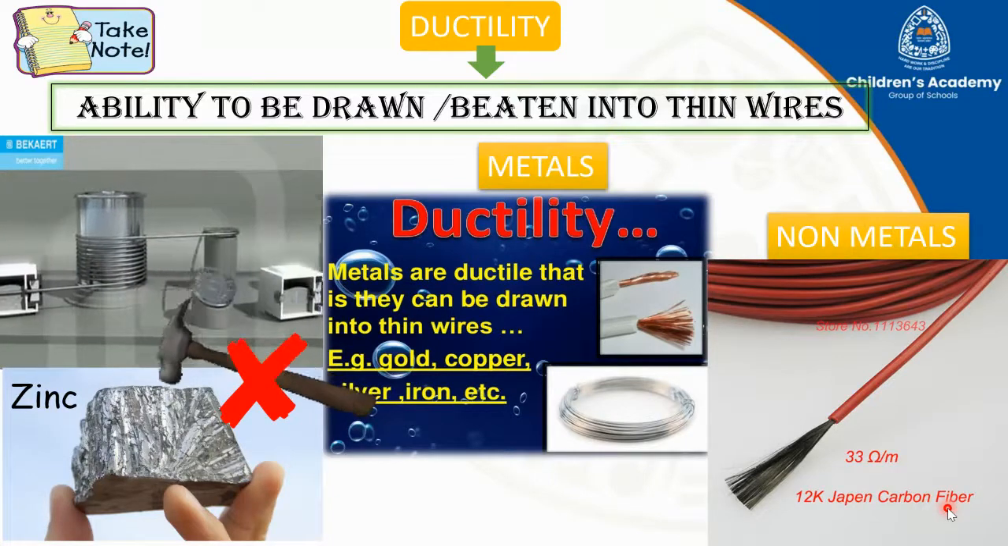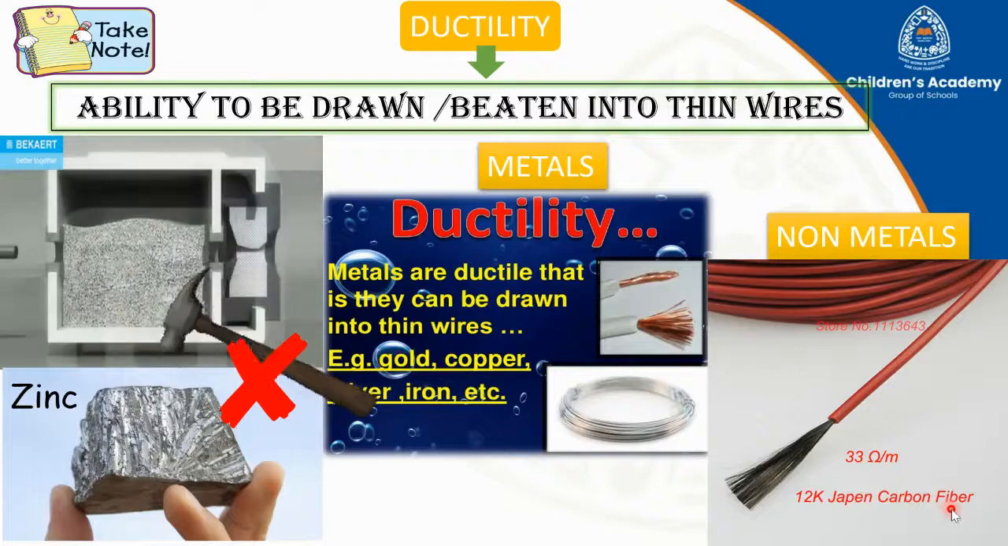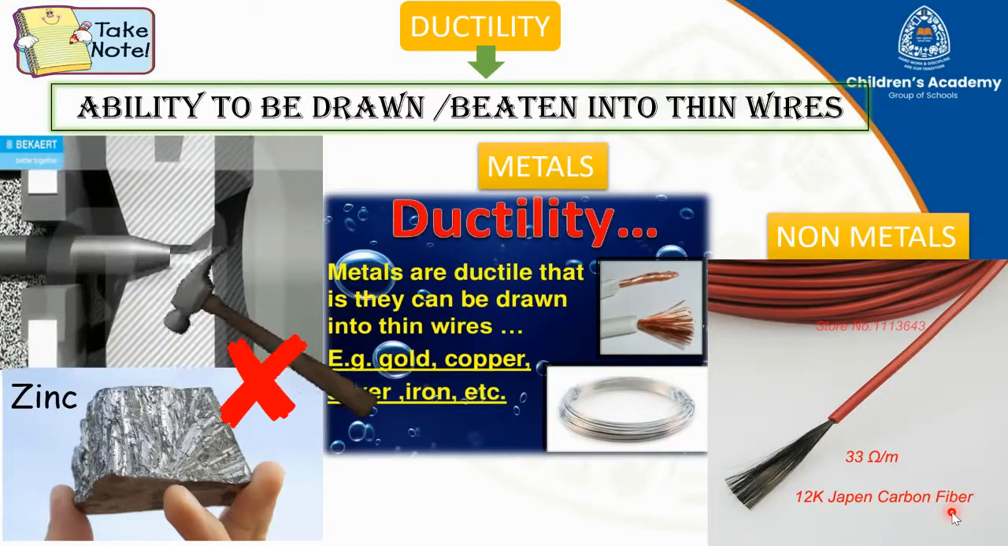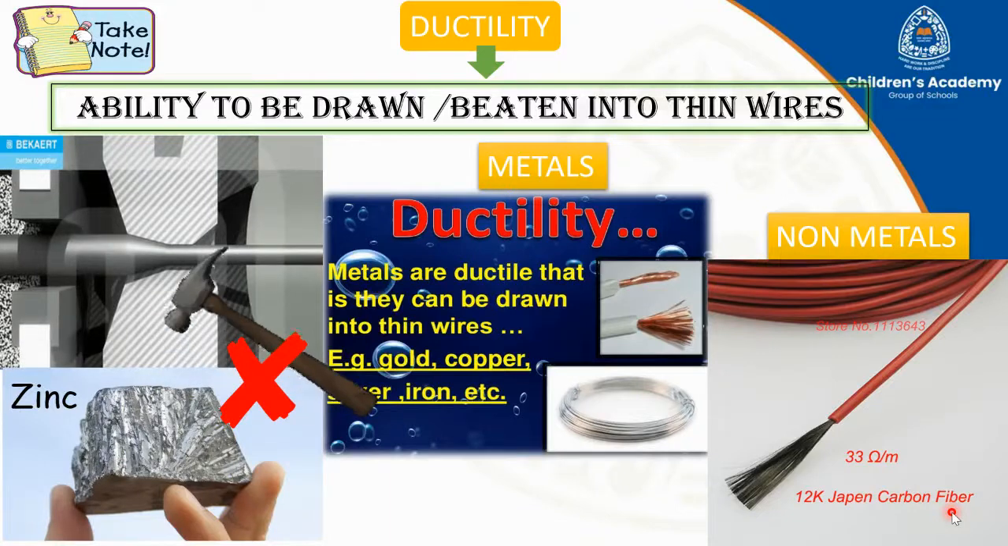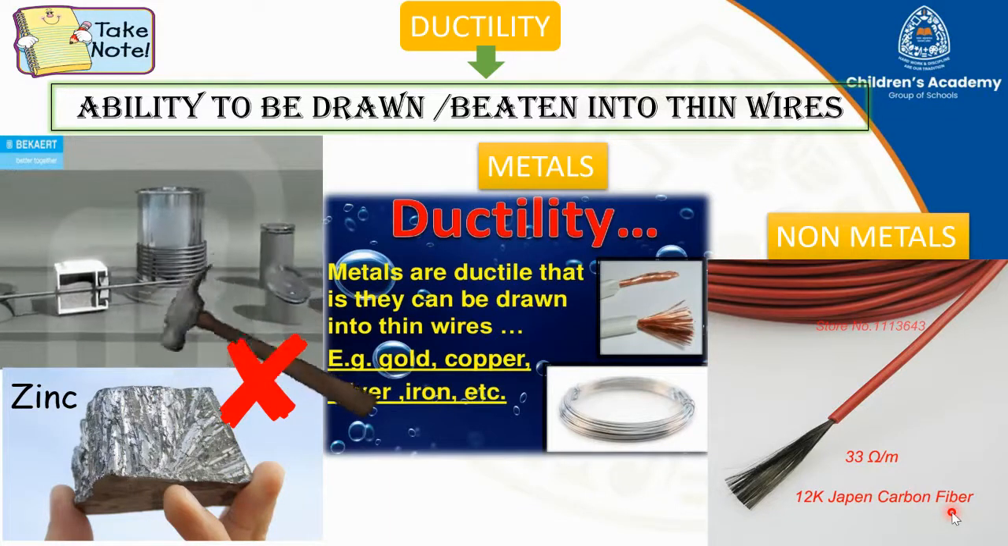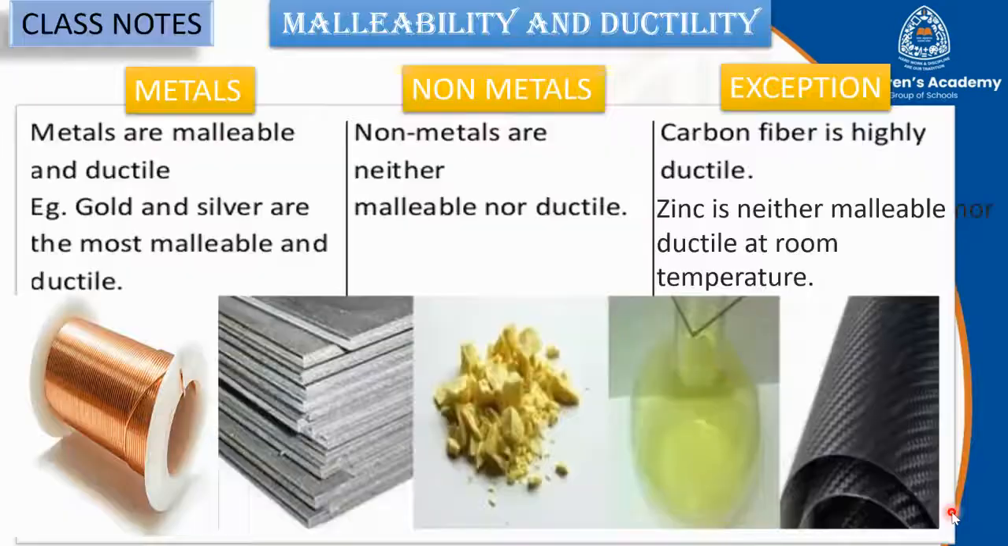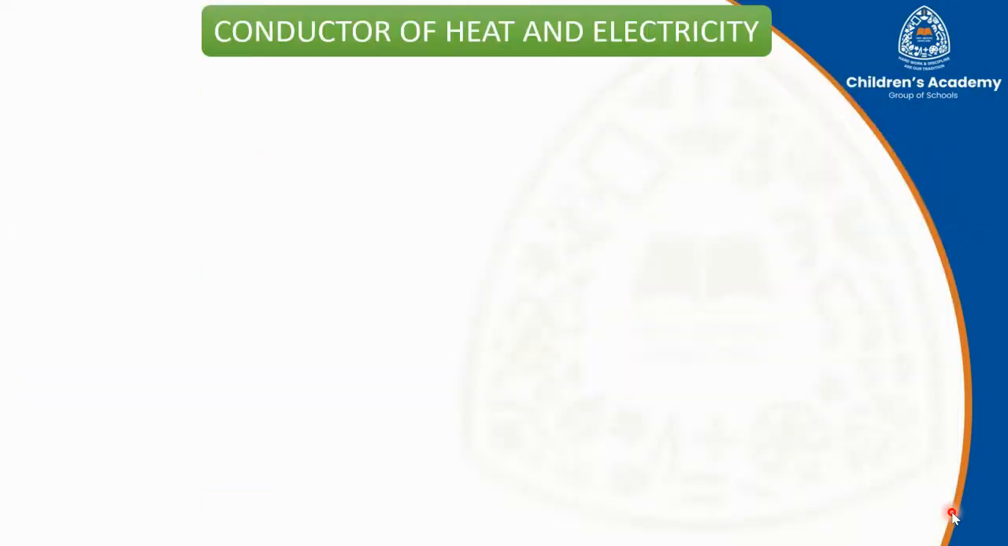Students, do you know carbon fiber is 5 times stronger than steel and twice as stiff? It is lighter than steel, making it the ideal manufacturing material for many parts like aircrafts. Note it down. Let us study the sixth property, that is conductivity of heat and electricity.